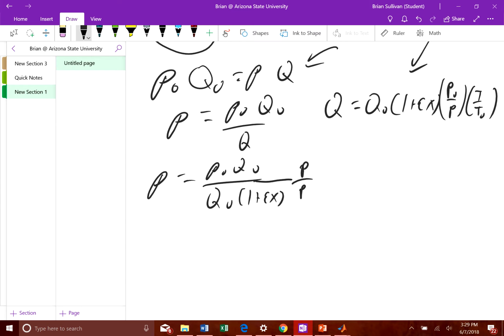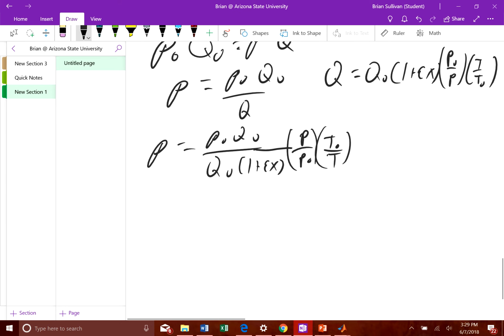This will be P over P naught, inverted basically since it was in the denominator. Sorry, T naught over T. I had a lot of coffee. Waiting for that to wear off. Okay, so that's our density.